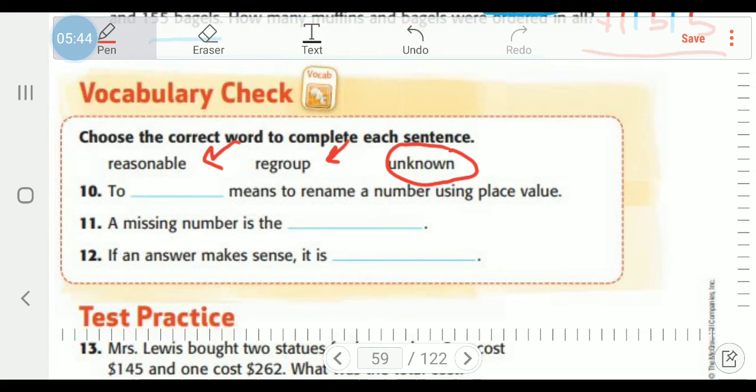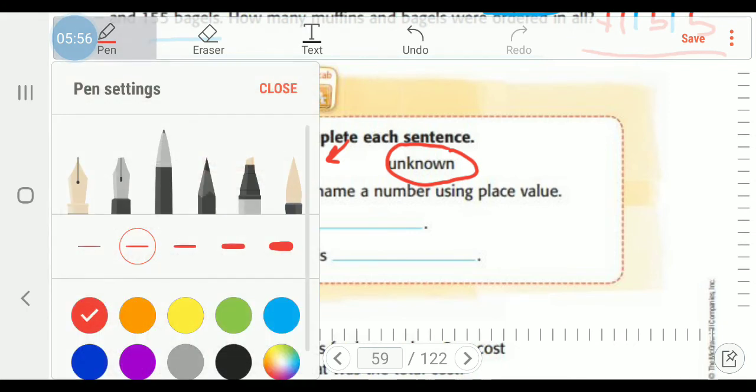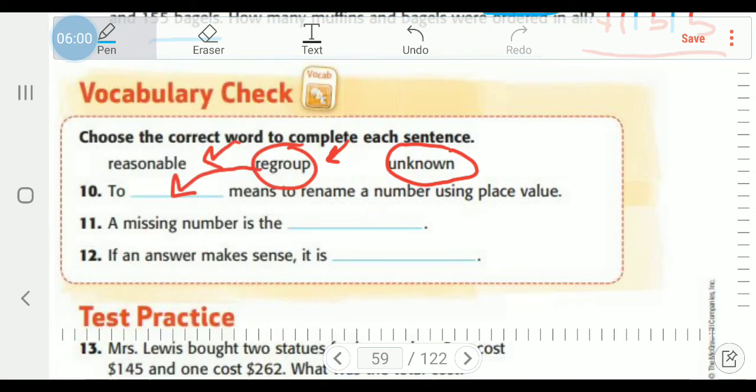Number 10, to blank means to rename a number using place value. That's regrouping. Number 11, a missing number is unknown. And so obviously, number 12, if an answer makes sense, it is reasonable. If you got any of those wrong, erase them, fix them. Make sure you know which one is which.